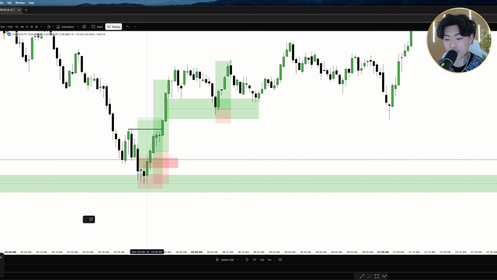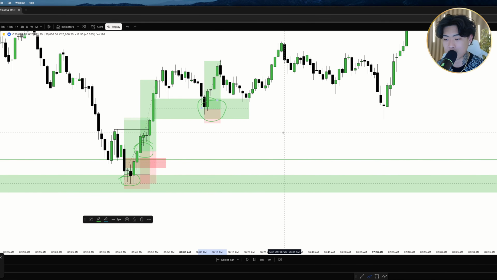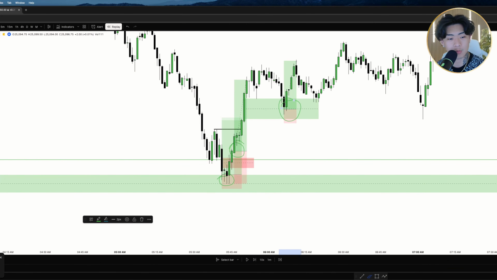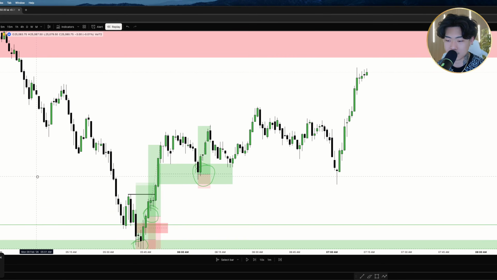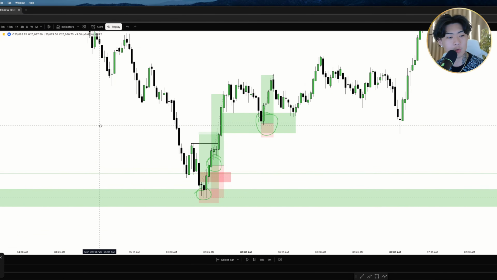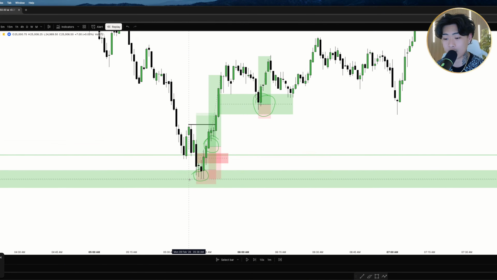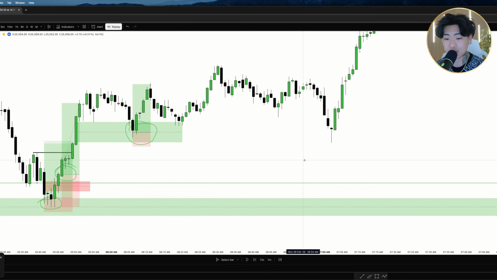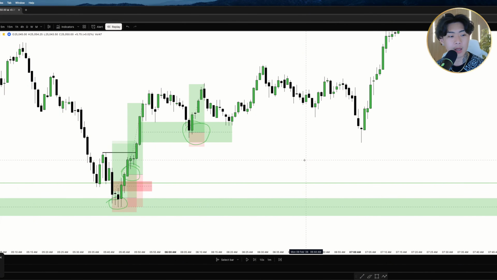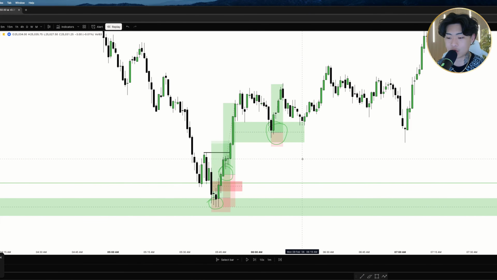Obviously, the lowest entry offered was right here. The second most efficient entry to the bottom was right there at the IFEG. And then, of course, this one wasn't as probable, but still, nonetheless, you were able to catch your piece of the market. So, like I said, guys, once you understand draw on liquidity, once you understand higher time frame direction, once you understand where the best intraday points of interest are, and you get practice with identifying them, the entry is just kind of like an afterthought. Like, it doesn't even matter as much as you think.